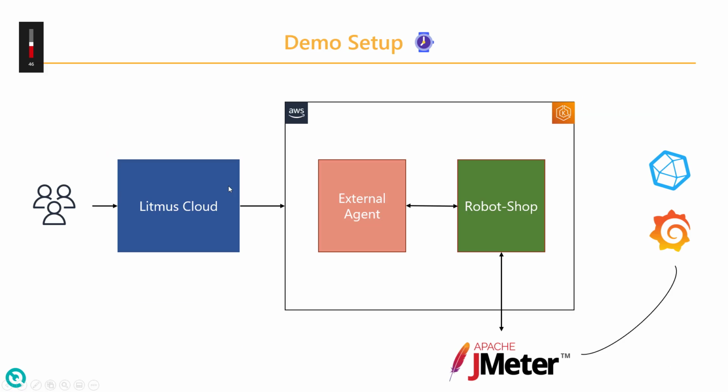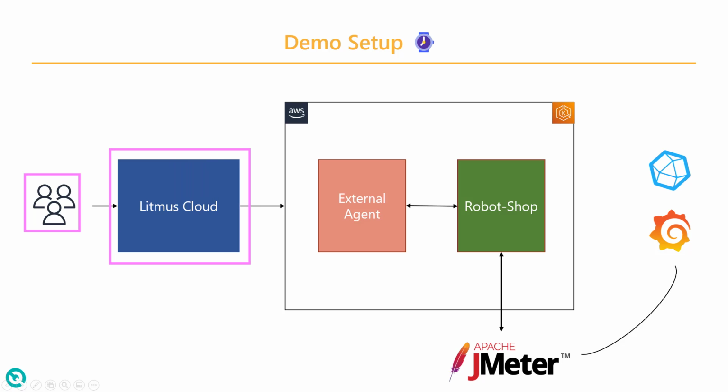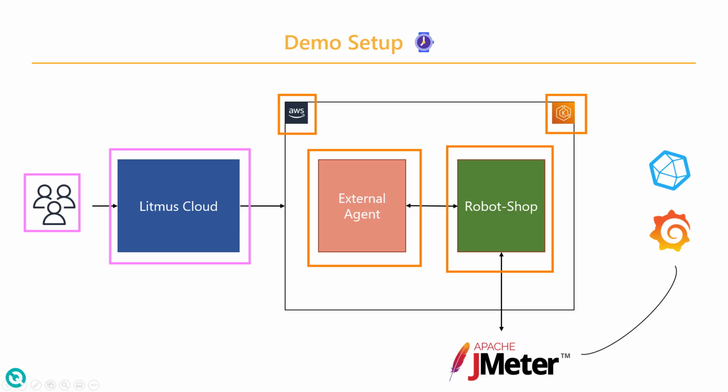Now let us talk about the demo setup. Today we are going to see a demo leveraging the Litmus Cloud. It's free to sign up. This is where we log in to the Litmus Cloud, and I have installed the external agent here. The external agent is running in AWS Kubernetes. I have also installed a demo application called Robot Shop within the same AWS Kubernetes. Then we will leverage the Litmus Cloud and Chaos Hub to run the experiments.